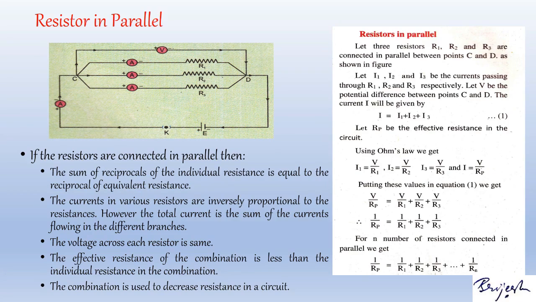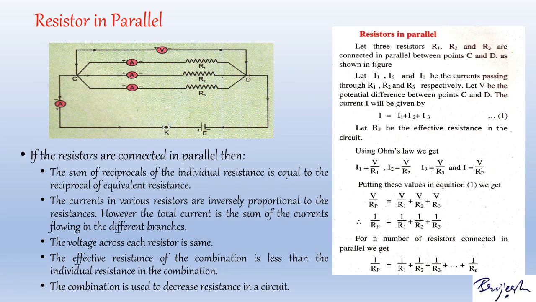But the current is different. The current flowing through R1, R2 and R3 would be different, and hence we write the equation I, the net current in the circuit, is equal to I1 plus I2 plus I3. Using Ohm's law, I1 equals V upon R1, I2 equals V upon R2, I3 equals V upon R3. For net parallel resistance, we have I equal to V upon Rp. Therefore, finally, by reducing, we get the equation 1 upon Rp equals 1 upon R1 plus 1 upon R2 plus 1 upon R3.